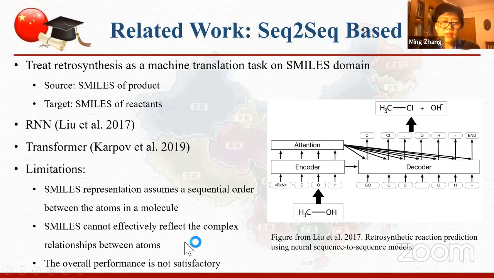And of course, SMILES cannot effectively reflect the complex relationship between atoms of the drug structure. And the overall performance is not satisfactory.